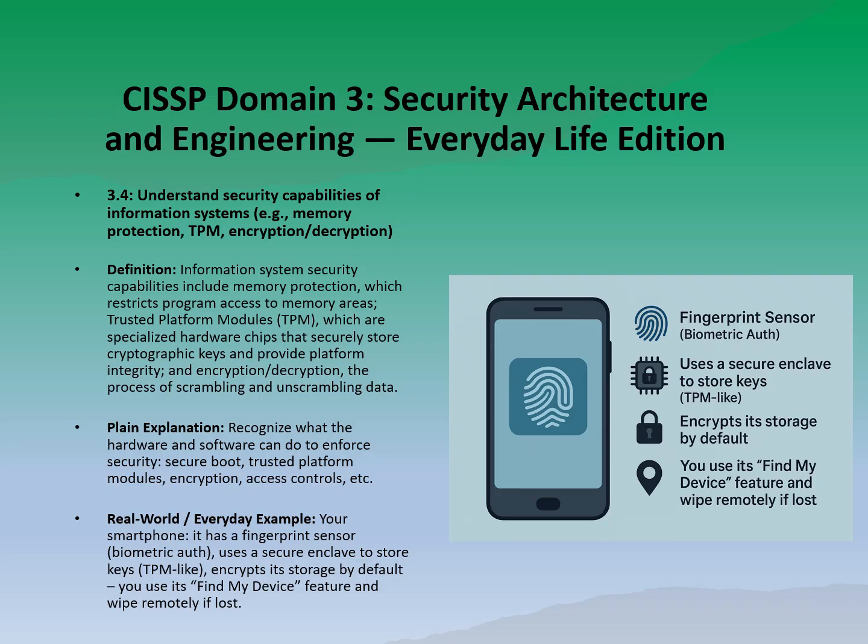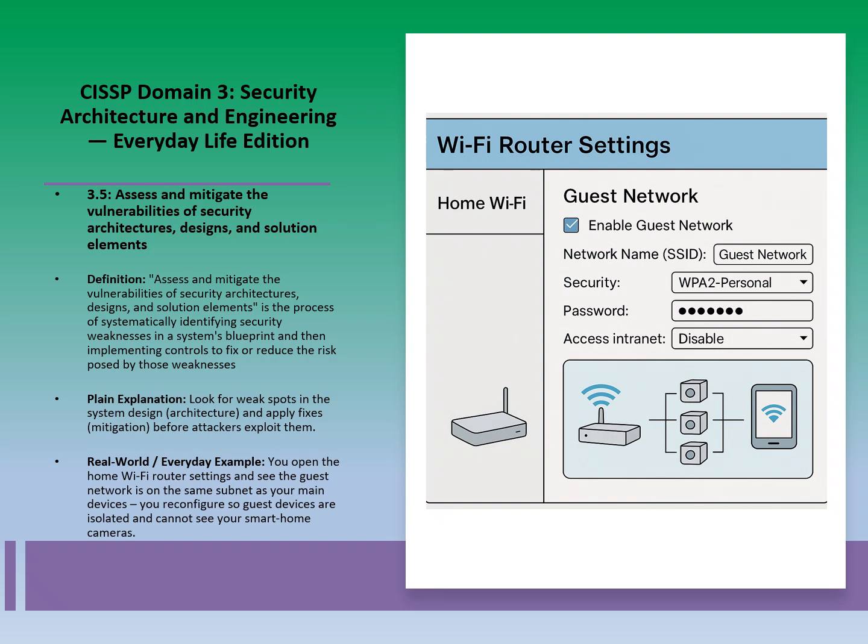But even the best designs have weak points. Let's talk about spotting and fixing vulnerabilities before attackers find them. Architecture isn't just about how things look, it's how they're connected. Vulnerabilities often hide in those connections, and as security professionals, our job is to find and fix them before someone else does. Imagine checking your home Wi-Fi router and realizing the guest network can see your main devices, your cameras, your laptop. You immediately isolate those guests onto their own VLAN. That's vulnerability assessment and mitigation, identifying weak spots and strengthening them.